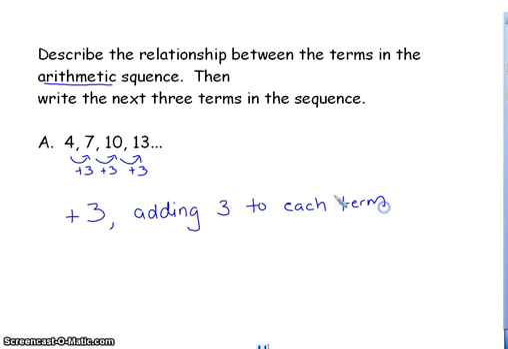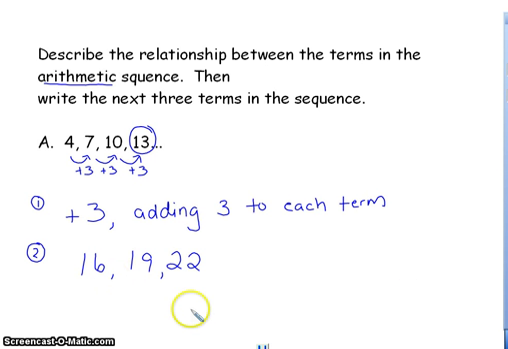Okay, now that's part 1. Notice that there are 2 parts. It says then write the next 3 terms in the sequence. So my last term is 13, so I'm going to add 3 to 13. So 13 plus 3 is 16. There's my first of the next 3 terms. 16 plus 3 is 19. And 19 plus 3 is 22. Okay, so that's the second part. So here's my pattern. Here's my next 3 terms.